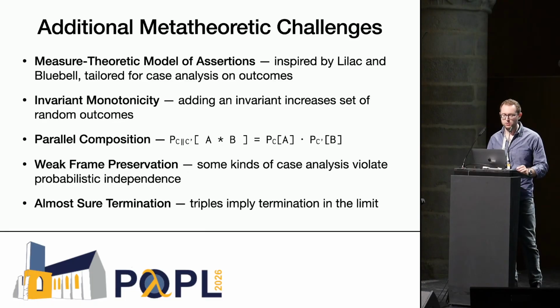We had two key theorems that motivated the soundness of our inference rules. The first one is invariant monotonicity. That says that if you add an invariant, you can only increase the set of random behaviors that you're going to see. And then the soundness of the parallel composition rule essentially required us to show that the probability of any composition of two events in a parallel program is equal to the product of the probabilities of those events just by evaluating the threads on their own.